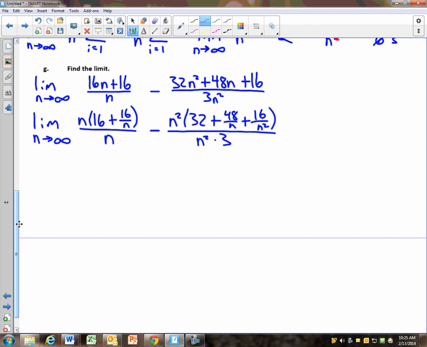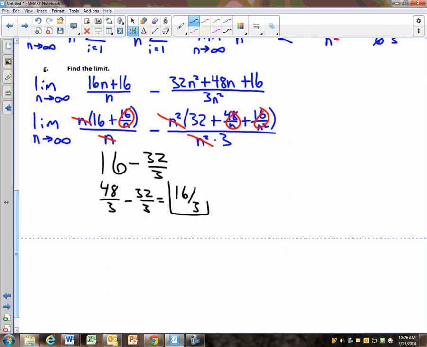And doesn't just a little euphoria come to your brain right at this point where, like, yes, now I can do it. What happens? The n's cancel, n squared's cancel. What else happens? 0, 0, 0. 16 minus 32 over 3. And because I like to have nice exact answers, it'll be 48 over 3 minus 32 over 3, which is 5.3 repeating.